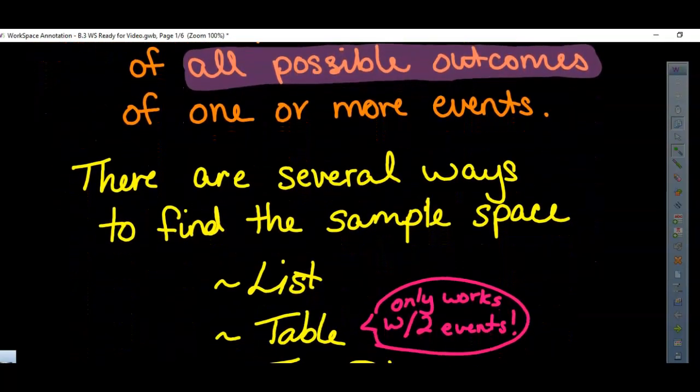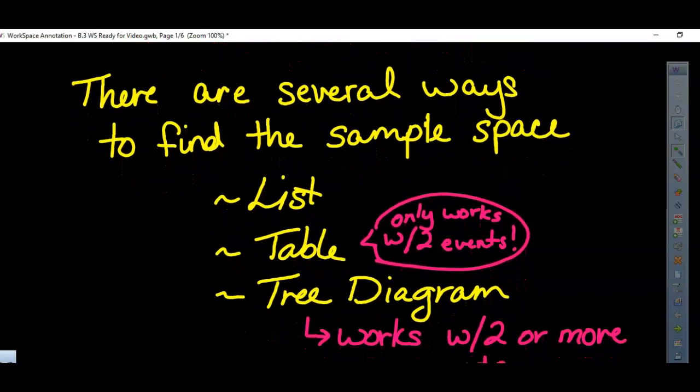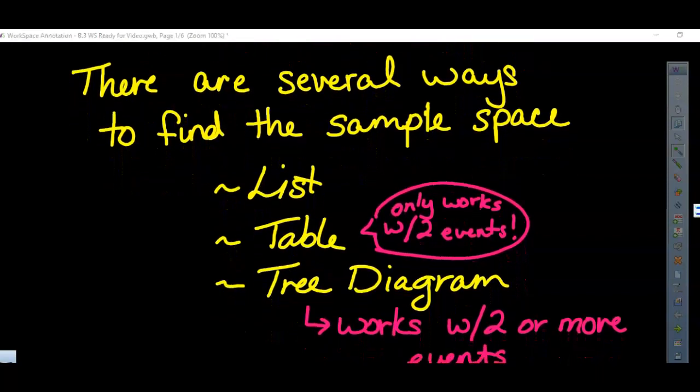There are several different ways to find or create a sample space. We can simply use a list format where we write down all of the possible outcomes. We can use a table, keeping in mind that a table will only work when we have two different events. So for example, I'm picking out a shirt and picking out a pair of pants. So two events, one shirt, one pair of pants.